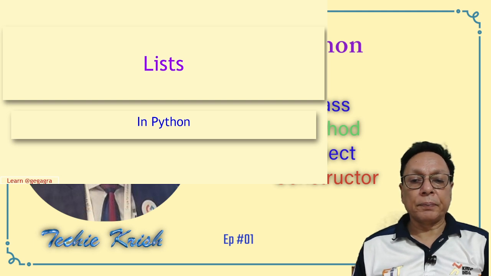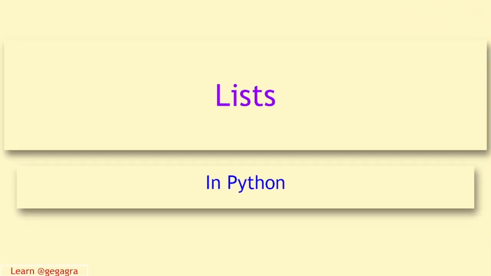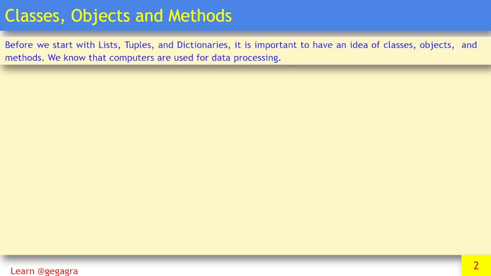So see here. We are going to discuss the list in Python. So what is a list? First we'll discuss classes, objects and methods. Before we start with lists, tuples and dictionaries, it is important to have an idea of classes, objects and methods. We know that computers are used for data processing.